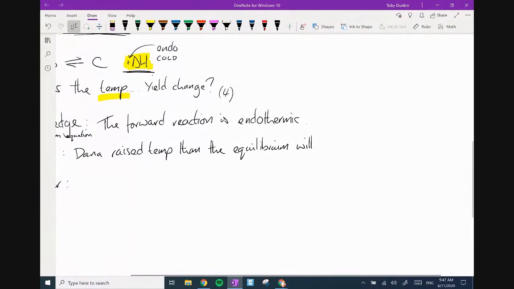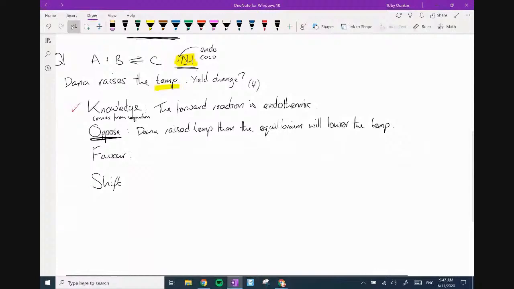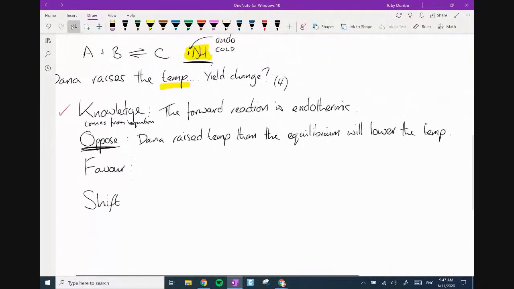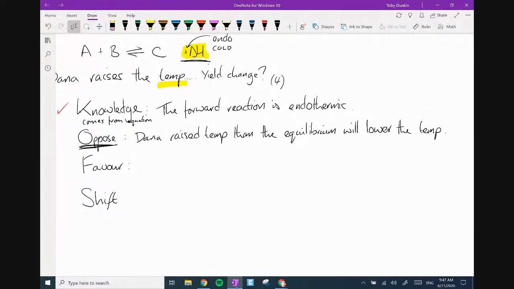Okay, so Donna raised the temperature, then the equilibrium will lower the temperature. Yeah, you can't write temp in your exam, by the way. You have to write temperature, which is a bit annoying. Right, so the next word is favor. And that literally translates to how is it going to do? What is it going to favor? If it's trying to lower it, lower means cold. It's going to favor the cold reaction. Yeah?